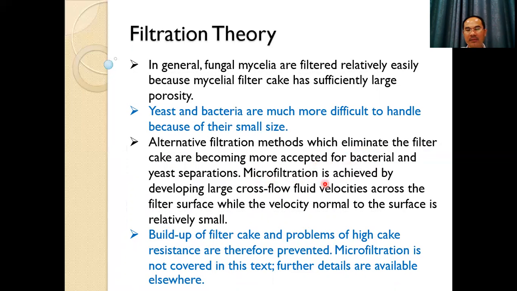Alternative filtration methods which eliminate the filter cake are becoming more accepted for bacteria and yeast separation. That said, microfiltration is achieved by developing large velocity across the filter surface, while the velocity normal to the surface is relatively small. Build-up of filter cake and the problem of high cake resistance are therefore prevented. Microfiltration is not covered in this section. Further detail, we will talk about this later.